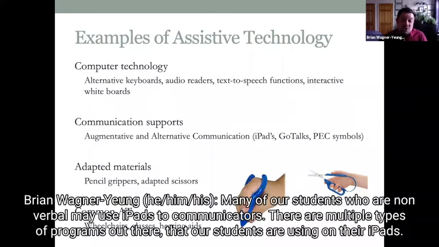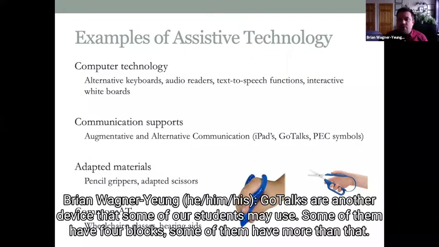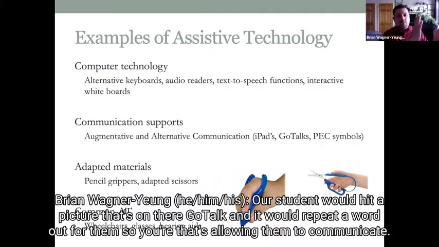Many of our students who are nonverbal may use iPads to communicate. There's multiple types of programs out there that our students are using on their iPads. GoTalks are another device that some of our students may use. Some of them have 4 blocks, some of them have more than that. Our student would hit a picture that's on their GoTalk and it would repeat a word out for them. So that's allowing them to communicate.